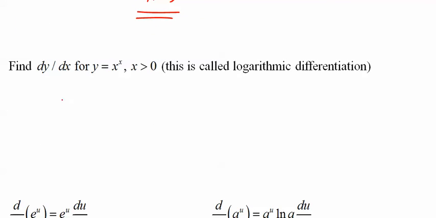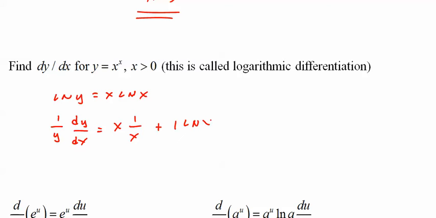So you go natural log of y equals x natural log of x, 1 over y dy/dx equals x times 1 over x plus 1 times ln of x, dy/dx equals 1 plus natural log of x times y, which is x to the x. And I'm not going to lie, I think that's pretty freaking slick.